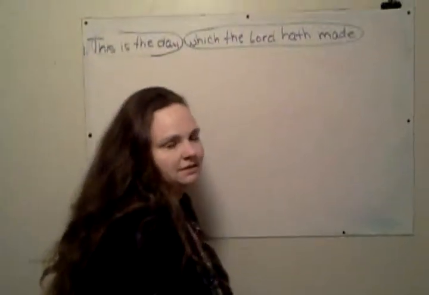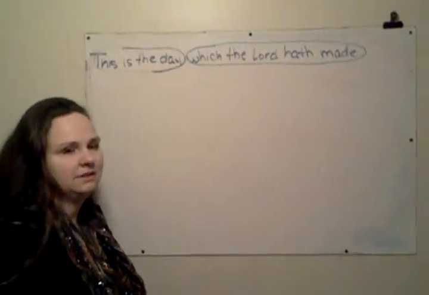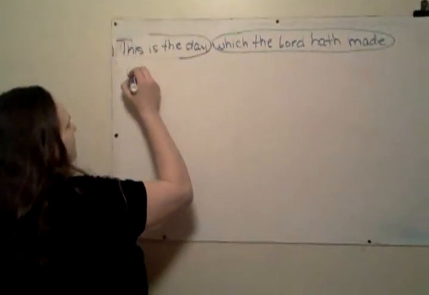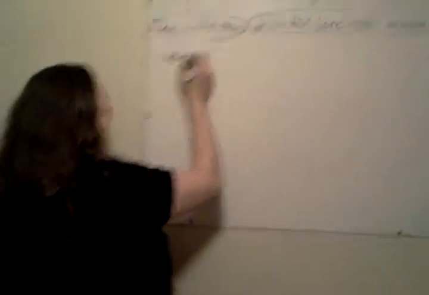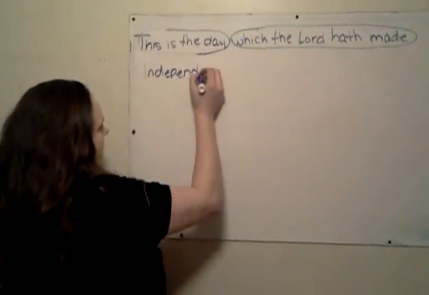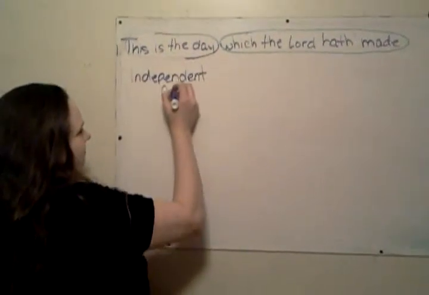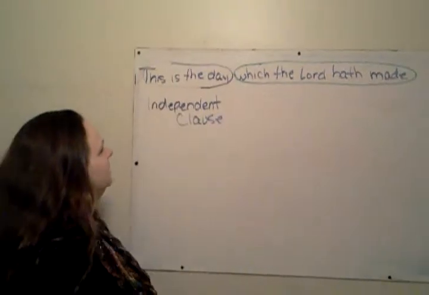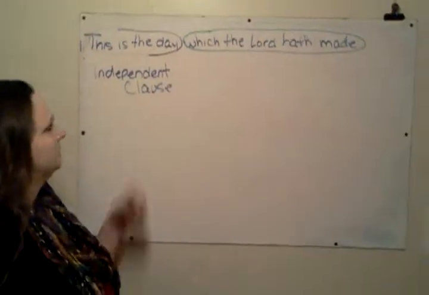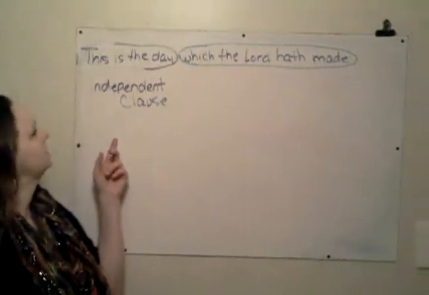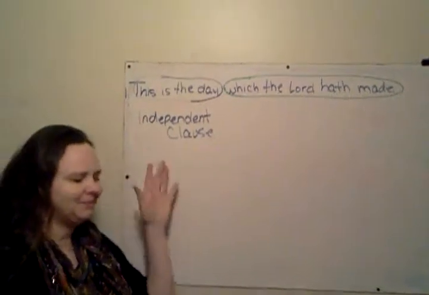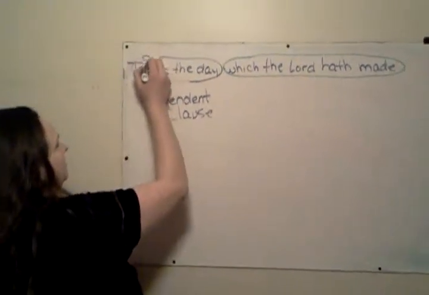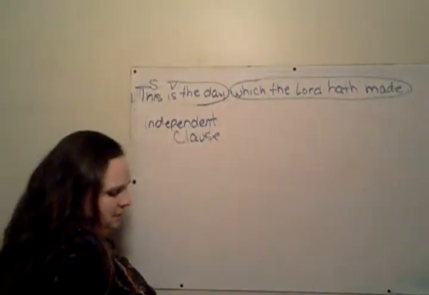The first clause is a type of clause that can stand alone in the sentence, so we call it an independent clause, because it can stand independent. This is the day. Independent clause or subordinate clause? No, I'm sorry, independent clause. It can stand all by itself. It has a subject, this, and it has a verb, is.